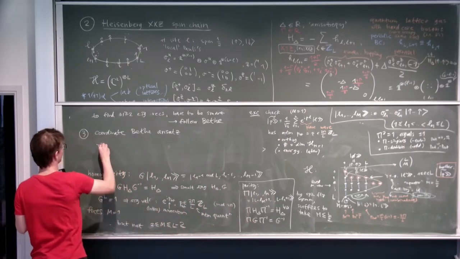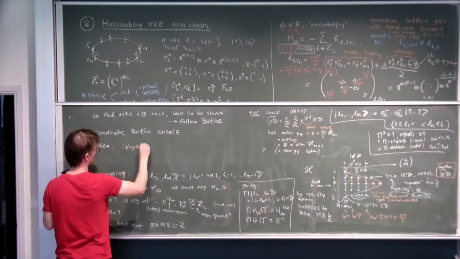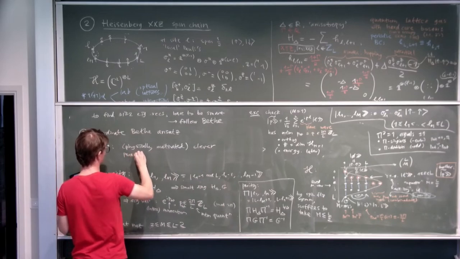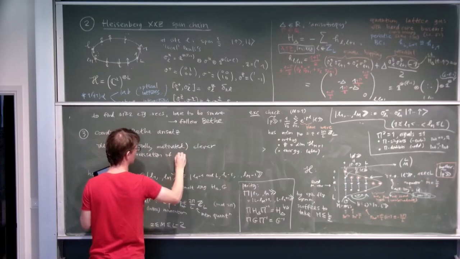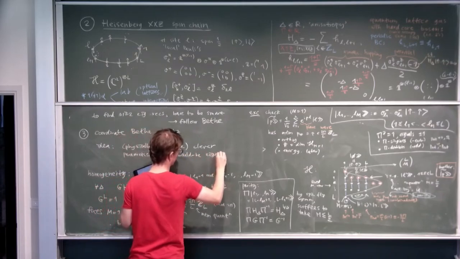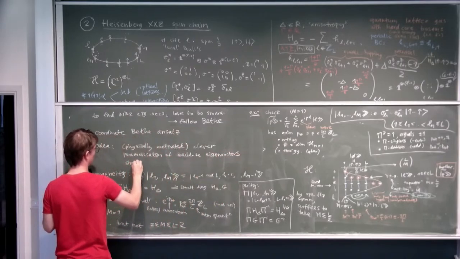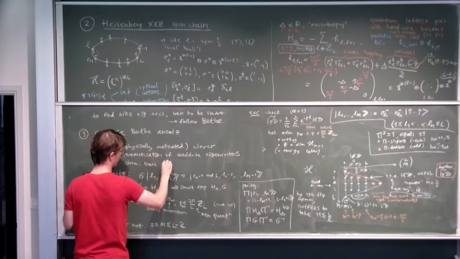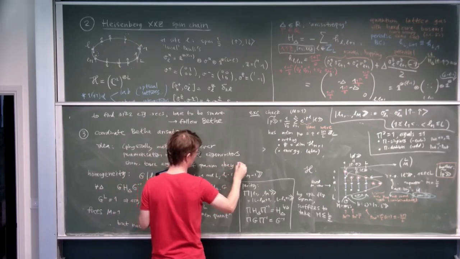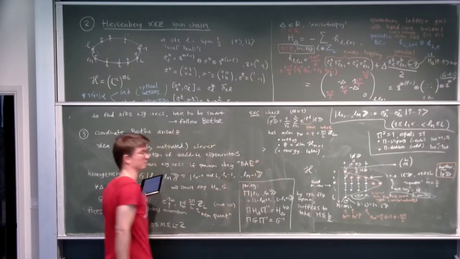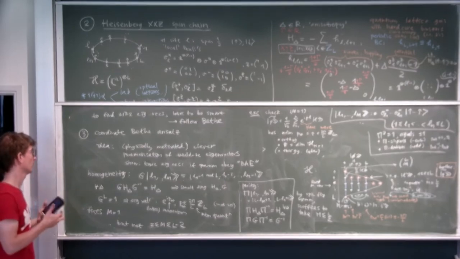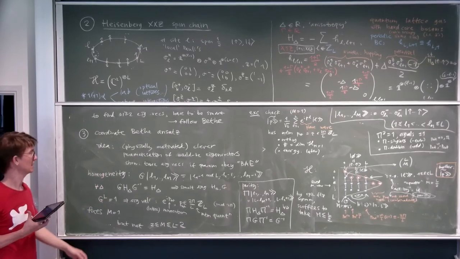So really the idea is a physically motivated, clever parameterization of, let's say, would-be eigenvectors. And then to show they're true eigenvectors if the parameters obey a system of equations, which are called the Bethe ansatz equations. And then the energies are also parameterized in terms of the same parameters.